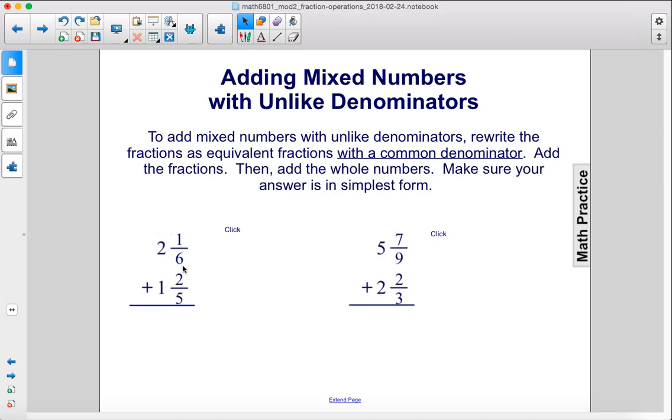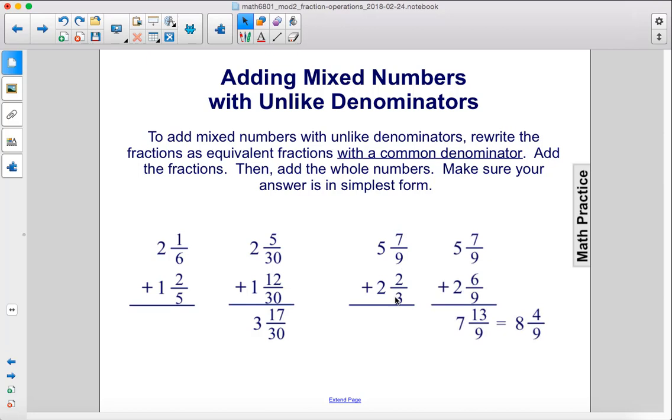Alright, so we have 2 and 1/6 plus 1 and 2/5. So you change this fraction to have the common denominator of 30. So we have 6 and 5, so we have this common denominator here. Then you change just the small portions of the fractions, and then you add the whole numbers together. So you end up with 3 and 17/30.